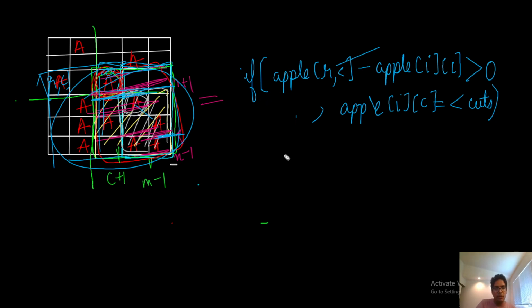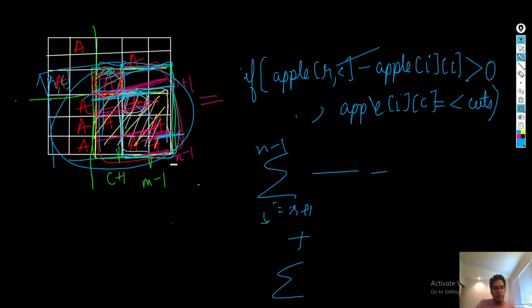So I think this is the only condition we would want to be checking, and then we would want to do the summation from i equal to r plus 1 to n minus 1, and so on and so forth, plus the summation from j equal to c plus 1 to m minus 1, and so on and so forth. So this is the exact thing we are planning to implement.